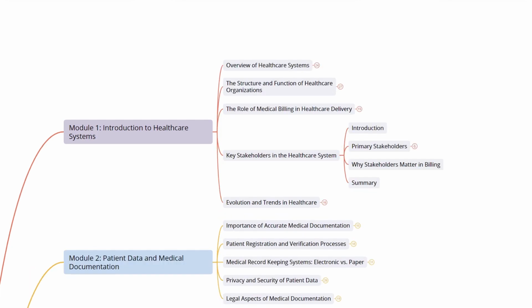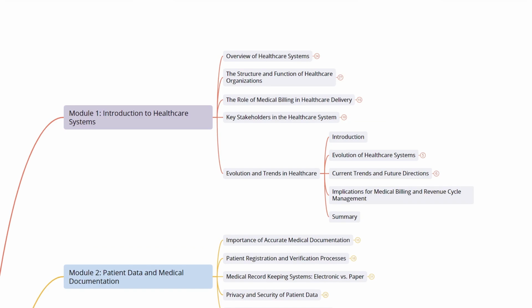Next, key stakeholders in healthcare systems. The healthcare ecosystem is composed of various stakeholders such as patients, providers, payers, also referred to as insurance companies and governmental programs, regulators, and vendors. Now, understanding their roles and interactions helps in designing effective billing strategies that enhance communication and streamline processes.